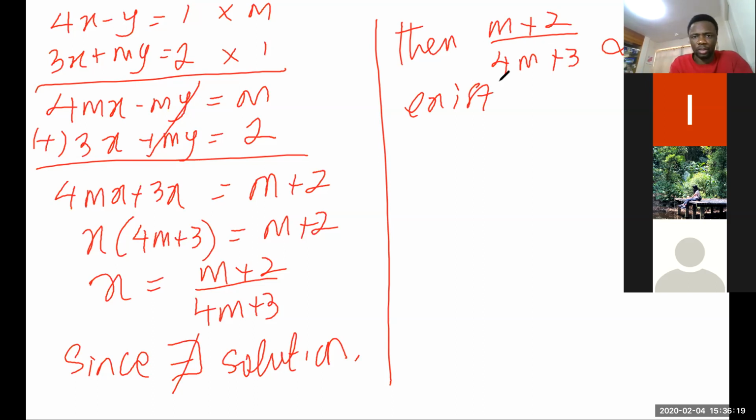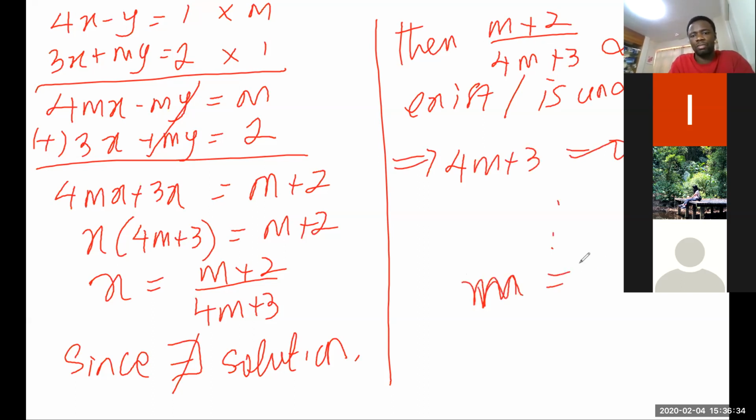It's undefined. Or it is undefined. One word, undefined. And that implies 4m plus 3 is equal to 0, and the rest follows. m remains minus 3 over 4 again. So these are the ways you can go about it. Does that make sense, everyone?